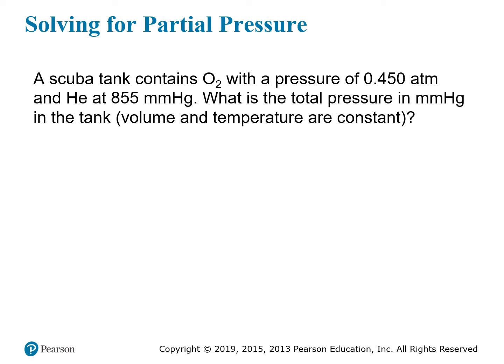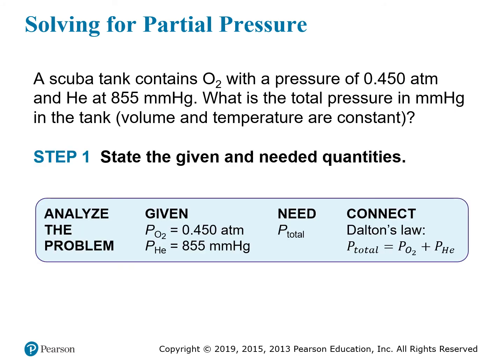So for this example, a scuba tank contains oxygen, O2, with a pressure of 0.450 atmospheres and helium at 855 millimeters of mercury. Okay. What is the total pressure in millimeters of mercury in the tank, assuming volume and temperature are constant? Okay. So this is clearly a partial pressure problem. They're asking us for the total pressure after giving us individual pressures for the 2 gas components here. So when we analyze the problem, we're going to write down the 2 individual partial pressures. Okay, so this is the partial pressure of oxygen. This is the partial pressure of helium. And it wants the total pressure. Okay.